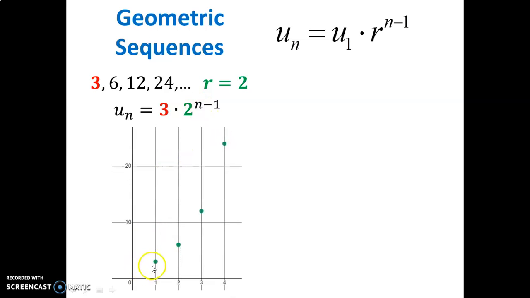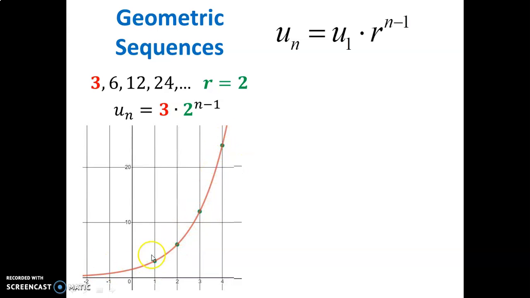What that looks like is like this. Plot those points for that sequence and you get that. Here's 3, 6, 12, 24. Connect those points and you can see that exponential growth curve. So here we have exponential growth.